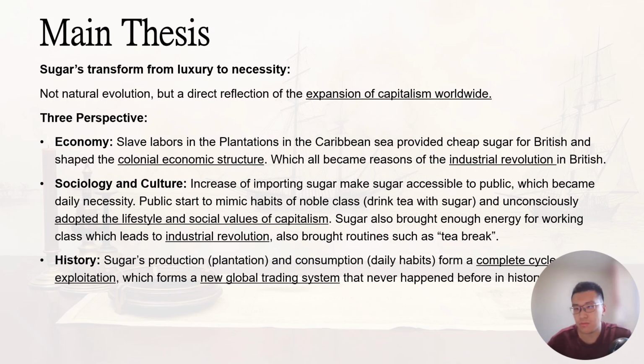So the sugar's production, which is from the cheap plantations, and the consumption, which is the daily habits of the British working class, has already formed a complete cycle of exploitation, which forms a new global trading system that had never happened before in history, which means cheap slaves or laborers in colonial regions provide very cheap products and import them into countries such as Britain.